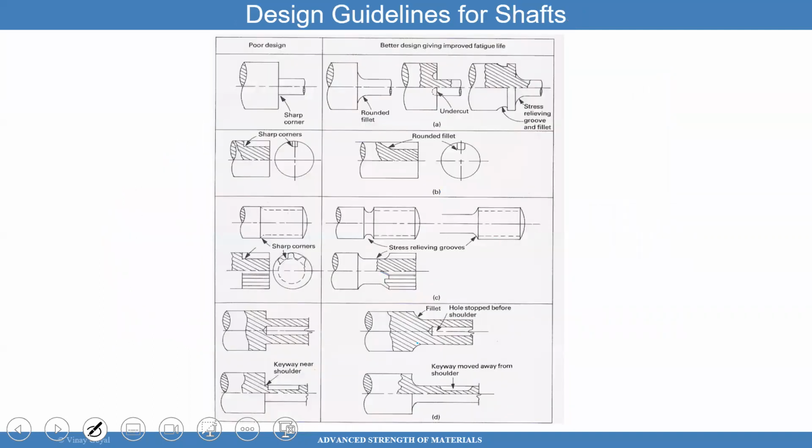More cases. So these are design guidelines for shafts. Bad idea: sharp corner, go with rounded corners. Sharp corners, go with rounded corners. Sharp corner, go with rounded corners to relieve the stresses, right? You want to reduce that stress concentration. That corner, no, go with the fillet, right? Keyway on the shoulder, go with the fillet. Those are good design practices that you can follow.